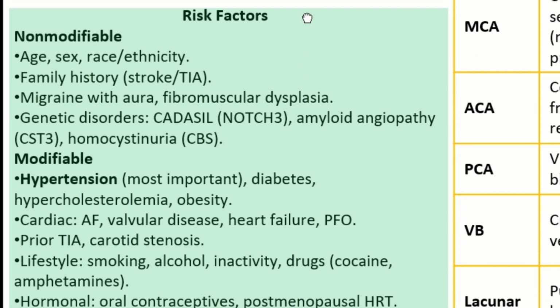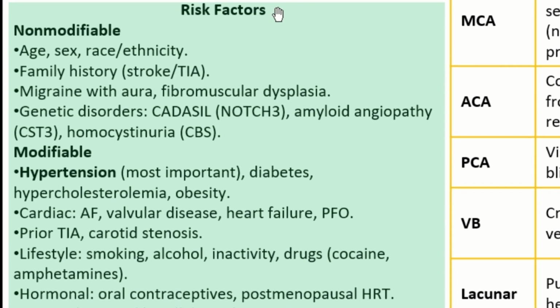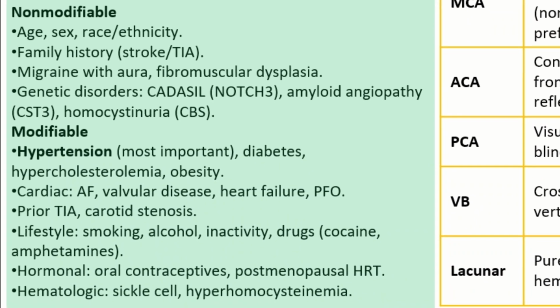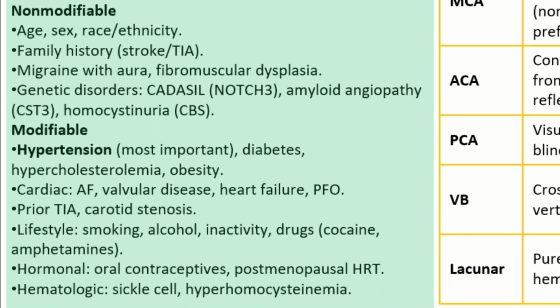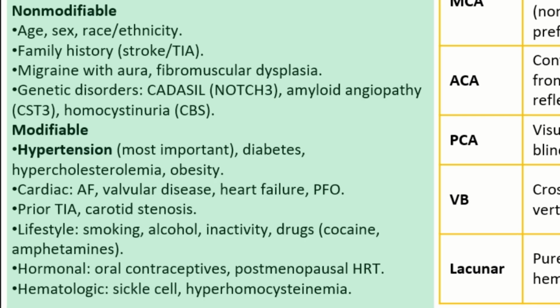So when we go to the risk factors for stroke, we have the non-modifiable and the modifiable. The non-modifiable will include things like age, sex, race, ethnicity, family history, migraines with aura, fibromuscular dysplasia, and other genetic disorders like CADASIL, which is a defect in the Notch3 pathway, amyloid angiopathy, as well as homocystinuria.